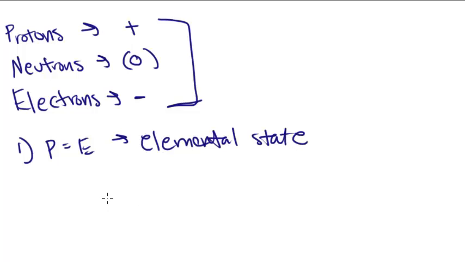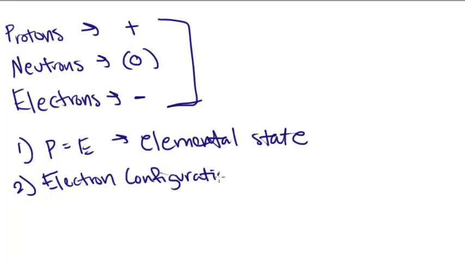Next, we have that the way electrons are configured or placed in the atom determines the way it will react within chemical reactions. So, electron configuration determines reactivity.